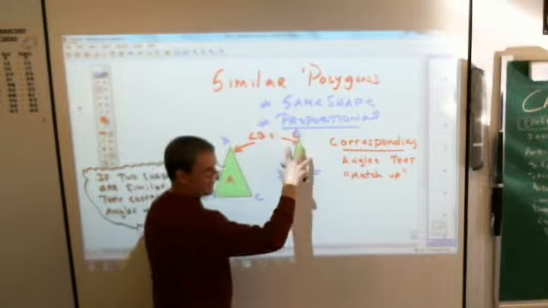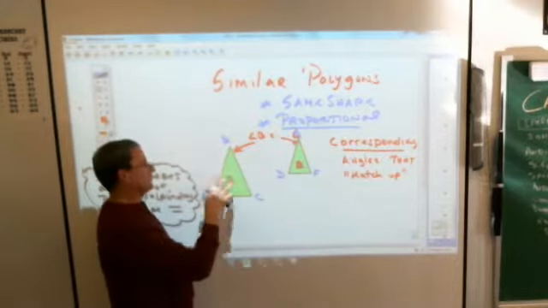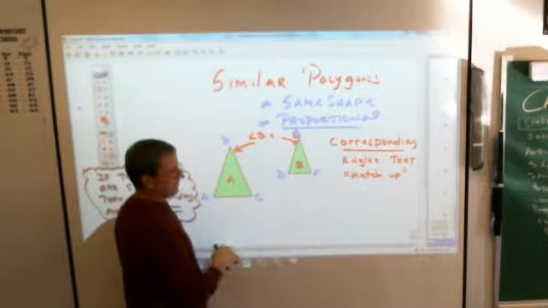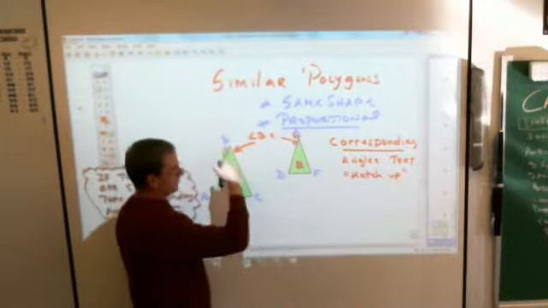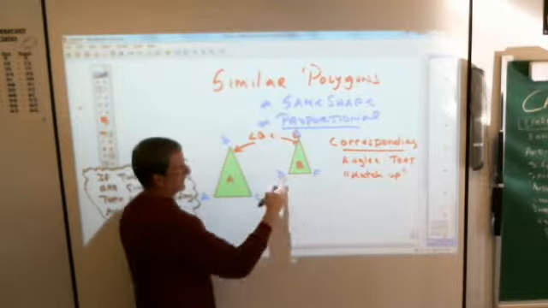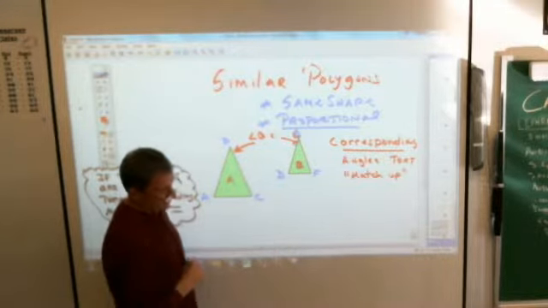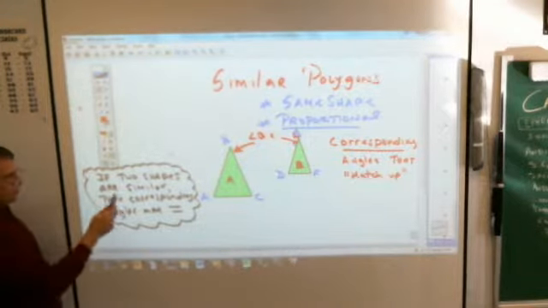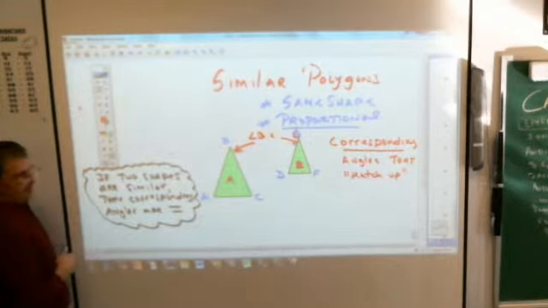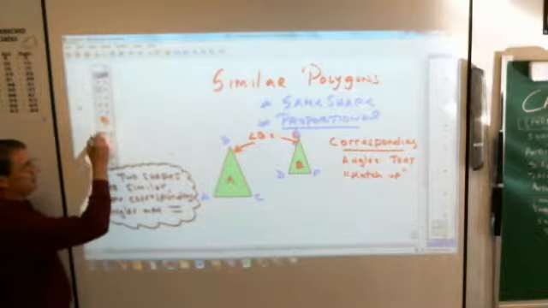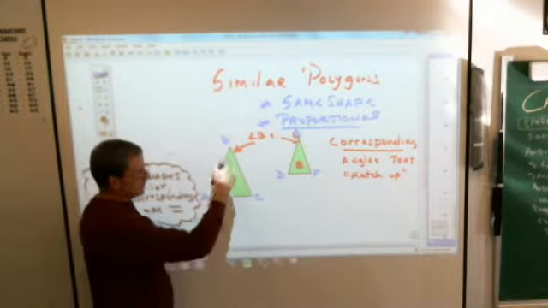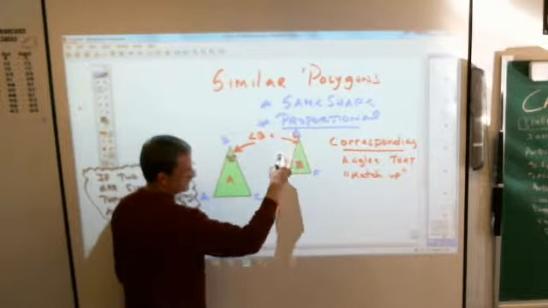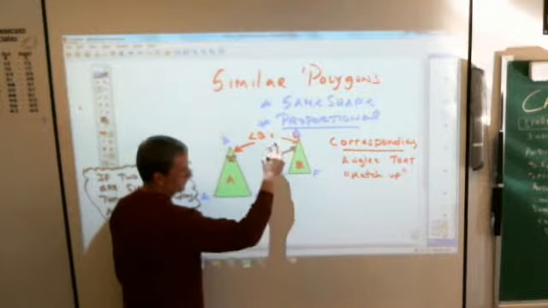If you were taking this shape, putting it over top of this shape, and then actually blowing it up like a balloon, those would be the angles that would match up. Angle E would match up with angle B, angle D with angle A, and angle F with angle C. Now what that means is this, ladies and gentlemen. If you have two shapes that are similar, their corresponding angles are equal. That means this. If this angle is 35 degrees, then so is this angle. They are both 35 degrees.